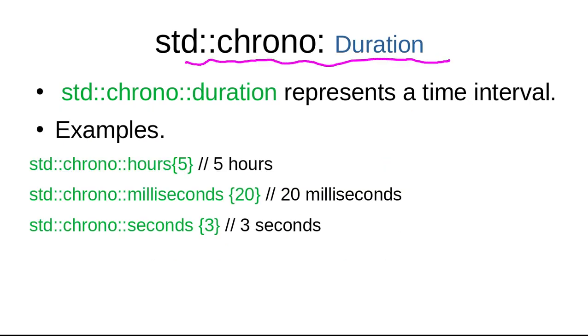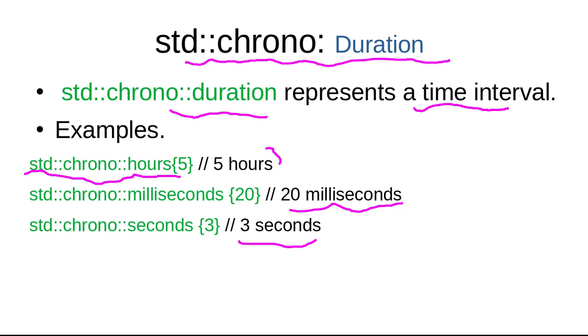std::chrono duration represents a time interval. That means any time interval, for example 5 hours. This is how you can do it in Chrono. 20 milliseconds is a time interval or duration. 3 seconds, or any other time interval.